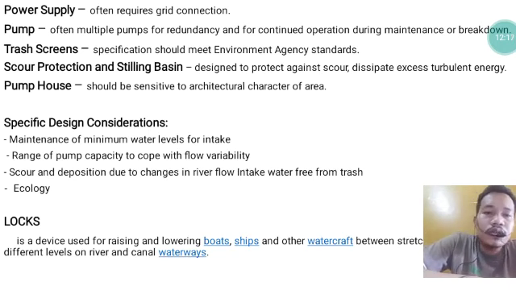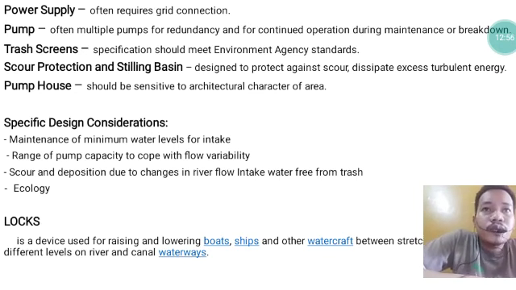So specific design consideration for this structure: maintenance of minimum water levels for intake. So you need to consider that to design a pump intake station. Range of pump capacity to cope with flow variability. Scour and deposition due to changes in the river flow, intake water free from trash. Then ecology. So next structure is locks.